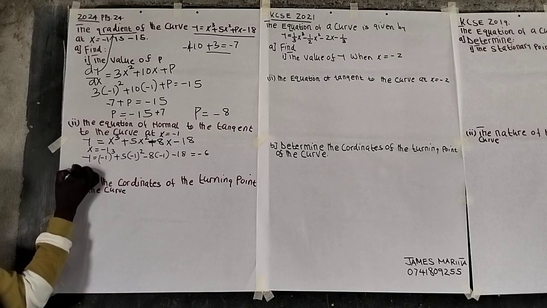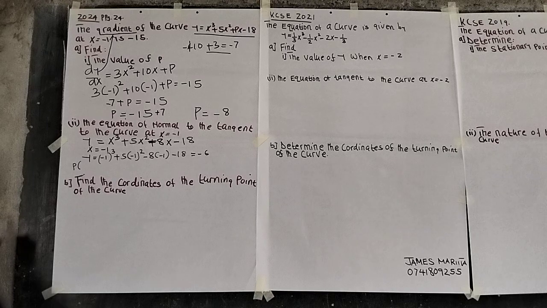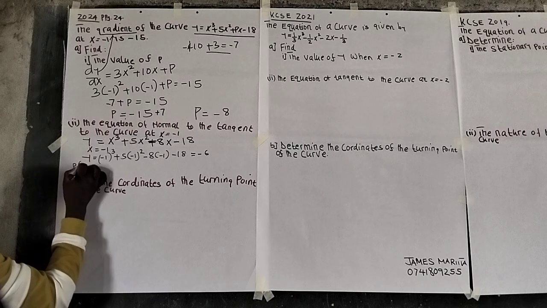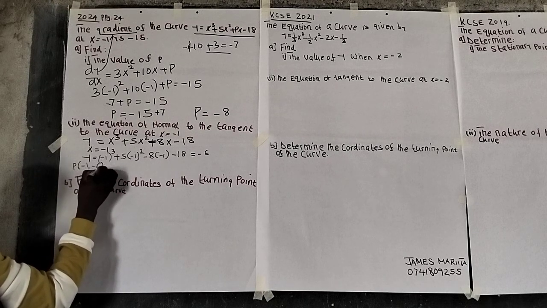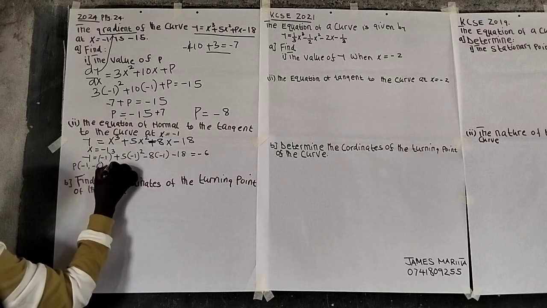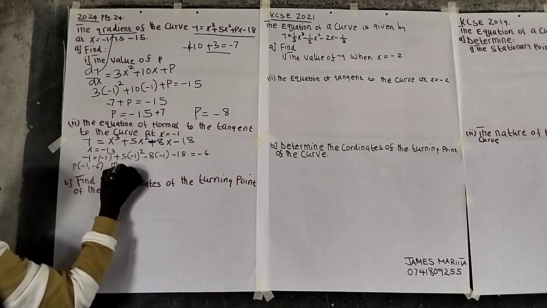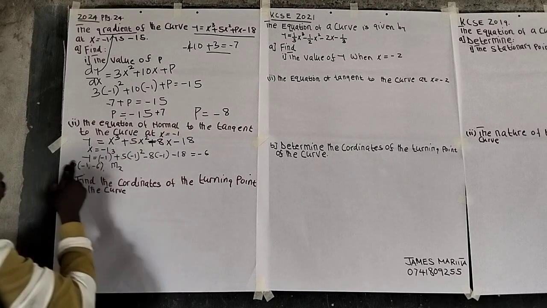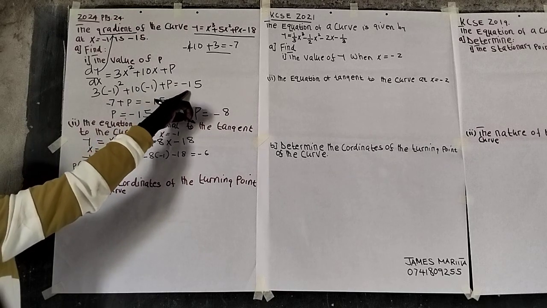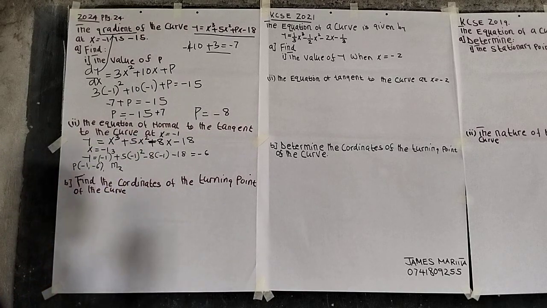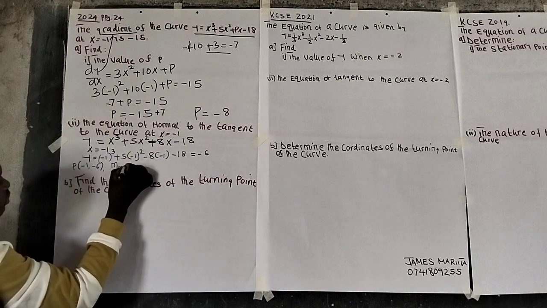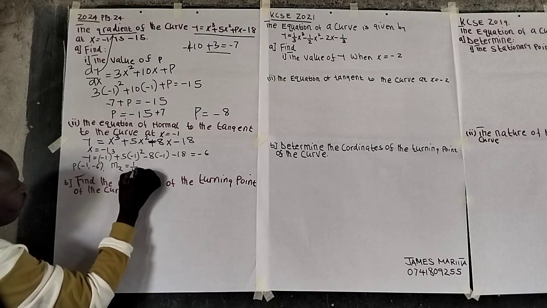So we have the point where the curve passes. It passes through the point x equals negative 1, y equals negative 6. And of course we have our gradient. We know our gradient from this curve is negative 15. So the gradient of a normal to the curve becomes negative 1 over that, which becomes positive 1 over 15.